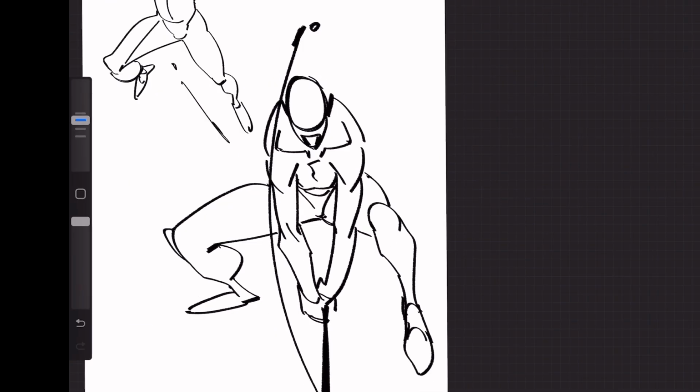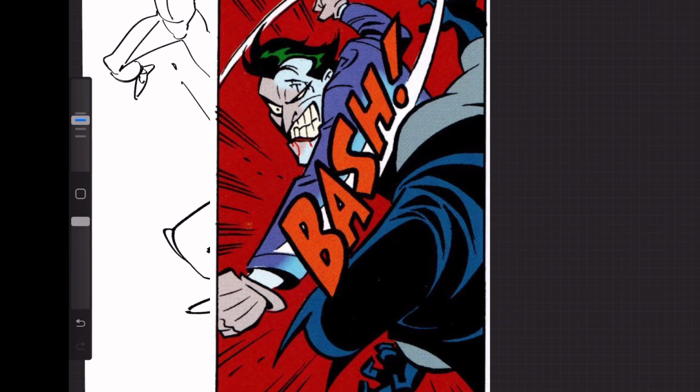Something like this can be further emphasized by adding motion lines like this one here in order to describe the arc of the movement that's taking place. This is something of course that is used all the time in comics and manga in order to describe a character at the end of a movement, like with the Joker here punching Batman in the face.